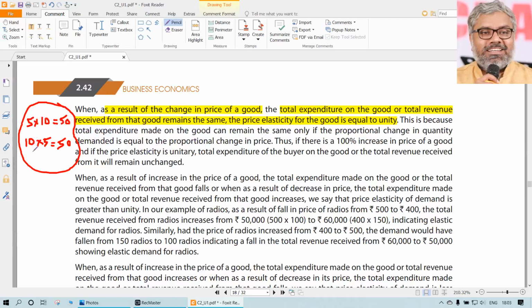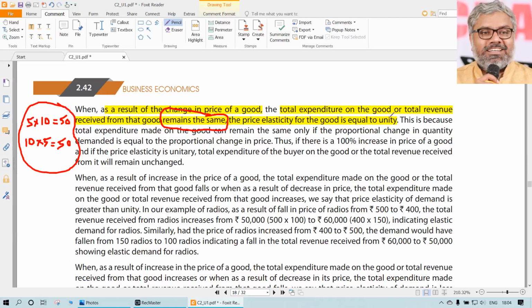So when the price increases, ideally the revenue should increase, but in this case revenue will not increase. Rather, it will remain the same. And how is it happening? Because of the increase in price, the quantity demanded has reduced by so much that finally the total revenue, or expenditure or outlay, from that good remains the same. So the main point here is that the total expenditure remained the same.